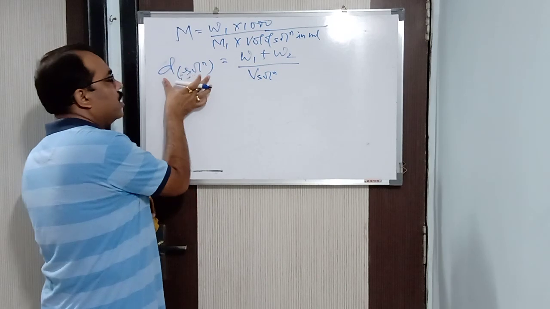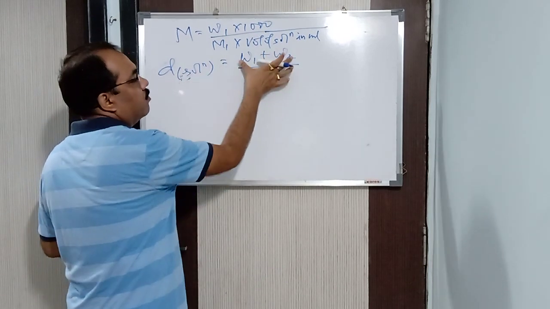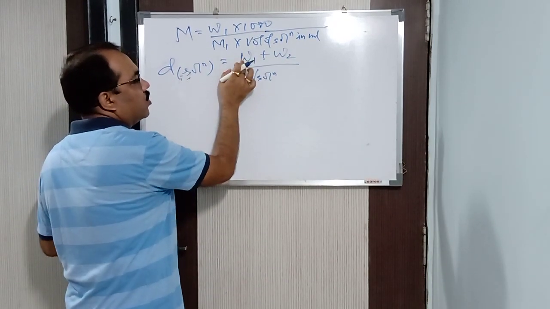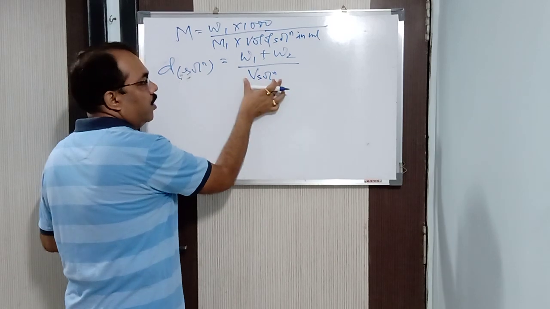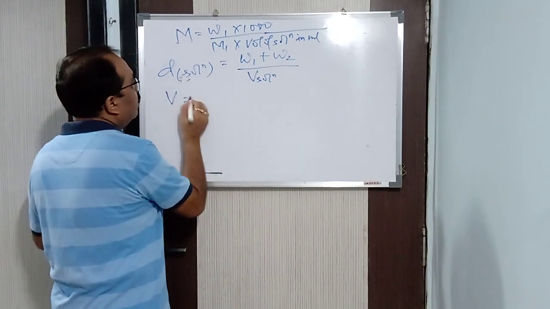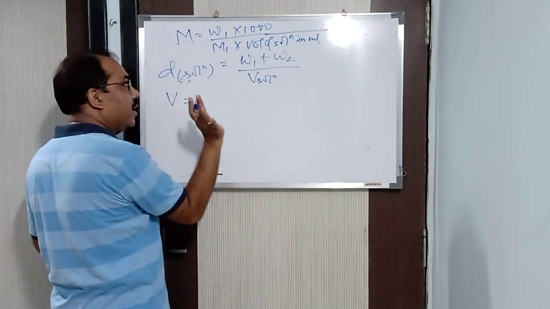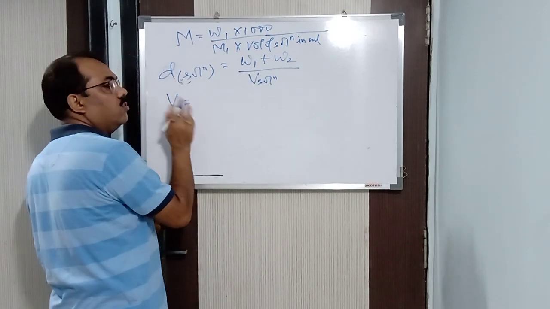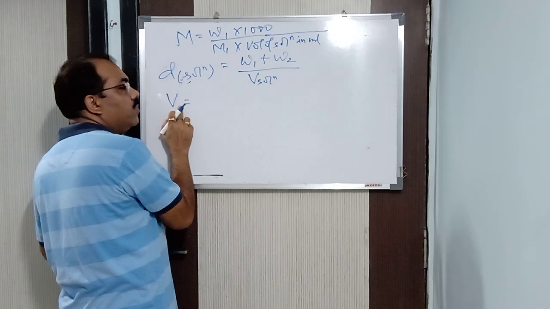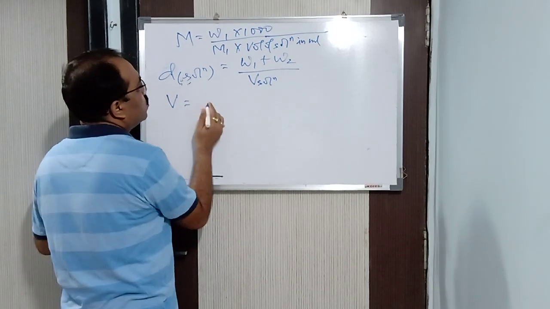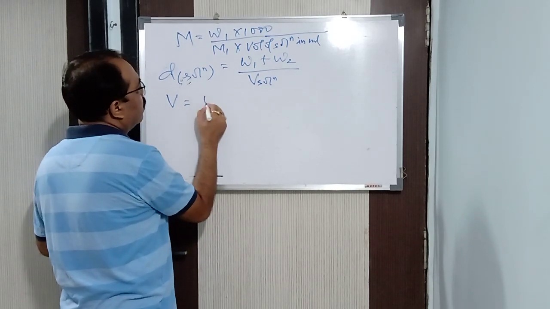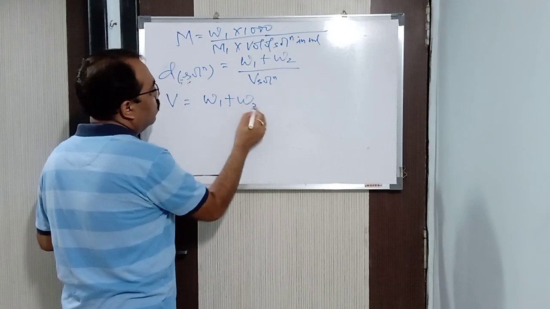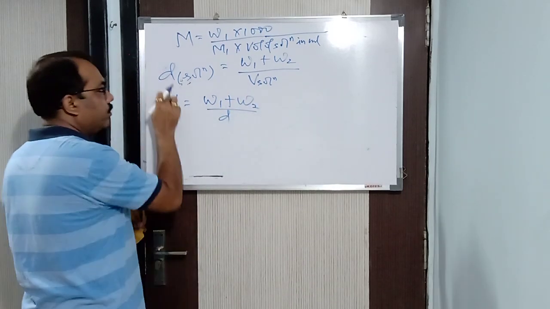Okay children, density of solution is what? Mass by volume. Mass of solution is weight of solute plus solvent by volume of solution. So instead of writing volume of solution, I am writing it as V. You need to understand that when I say V, it means volume of solution, because it's not possible to write V solution every time. So I can say that V is equal to nothing but (W1 plus W2) by D.